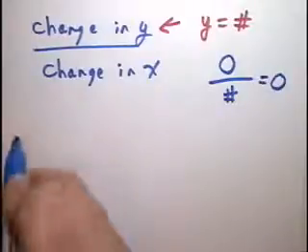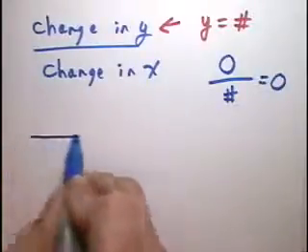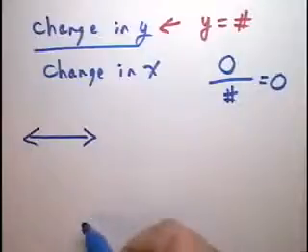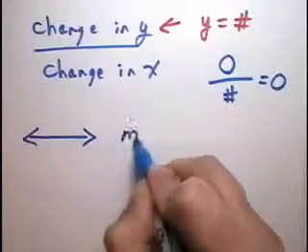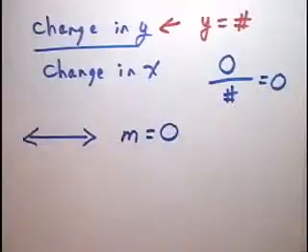Well, if you remember from graphing horizontal lines, any y equals something is a horizontal line, and every horizontal line then has a slope equal to 0. So we'll say m equals 0.